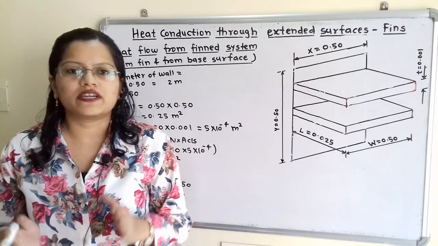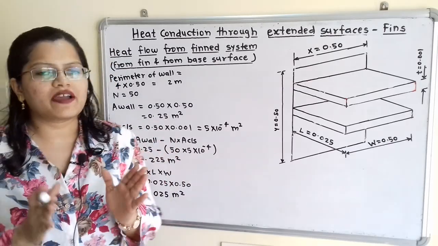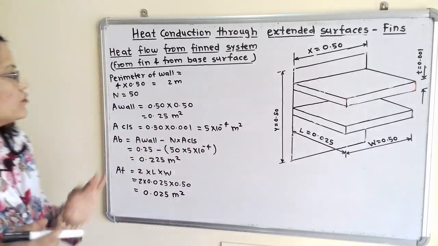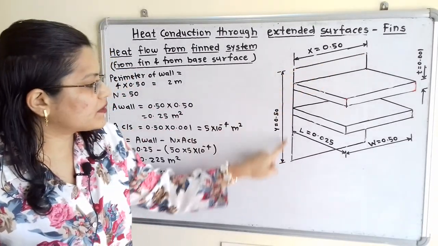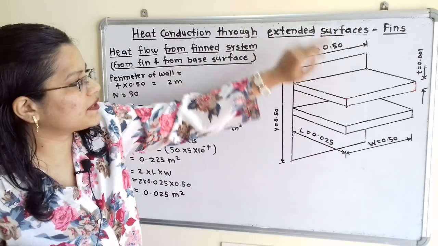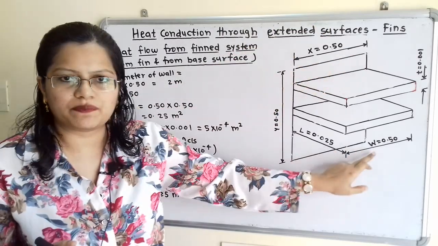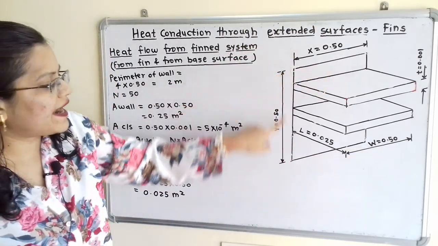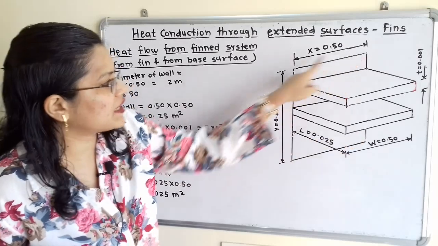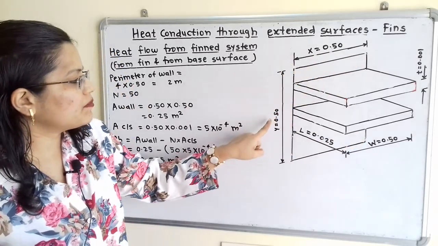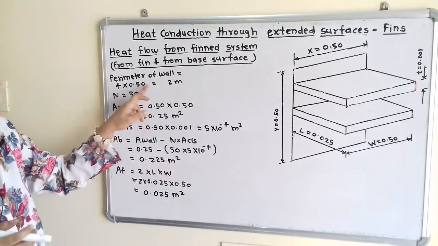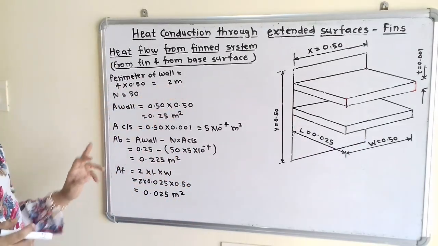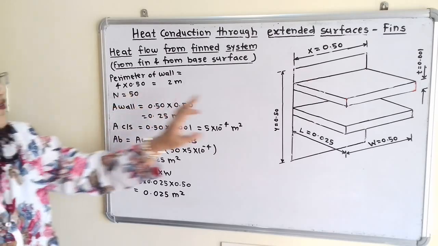Now we will calculate the different parameters required for the calculation. First is the perimeter of the wall. How to measure the perimeter of the wall? If we observe the dimensions, this is of square shape. So perimeter means the addition of all four sides, that is 0.50 plus 0.50 plus 0.50 plus 0.50, and that is equal to 2 meter. Then the number of fins, n is equal to 50.